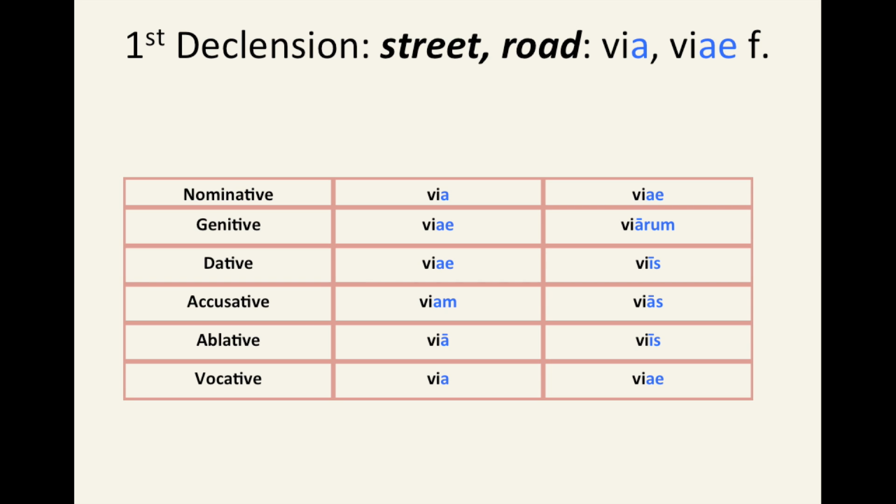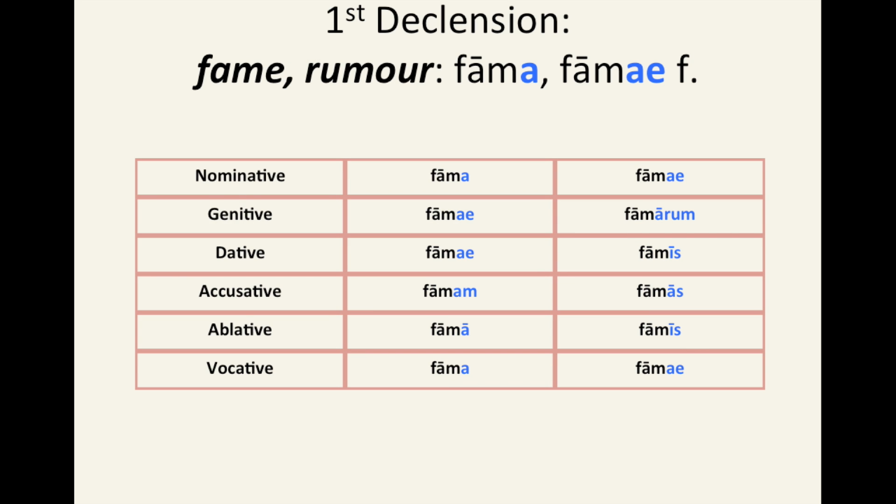How about the plural forms? Viae, viarum, viis, vias, viis, viae. So these translate as the streets subject, of the streets, to or for the streets, object, by, from, or with the streets. And streets. Okay, so let's try another noun, fama, which means fame, rumour, or reputation.